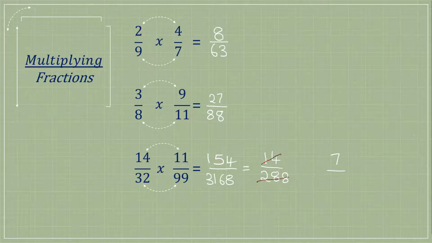288 divided by 2 is 144. 7 over 144 is your answer.